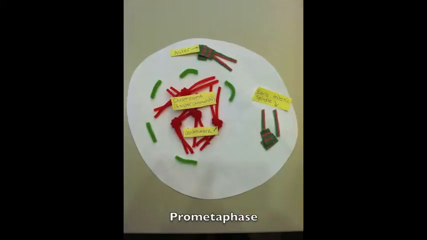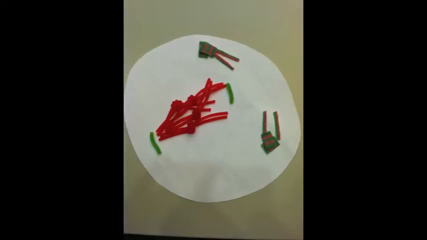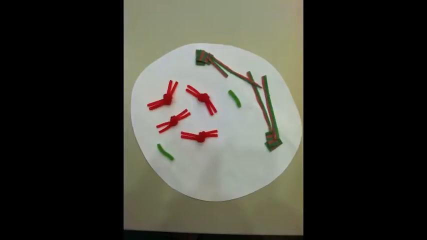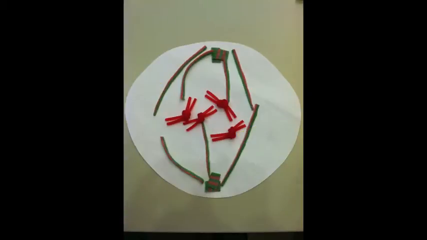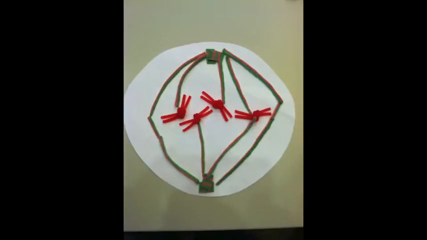Prometaphase begins when the nuclear membrane begins to dissolve. In prometaphase, the proteins attach to the centromeres, creating kinetochores. Microtubules attach at the kinetochores, and the chromosomes begin moving.